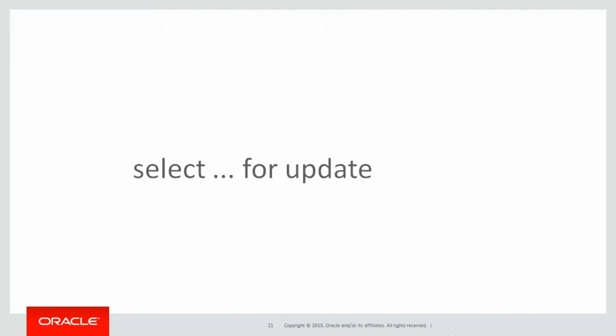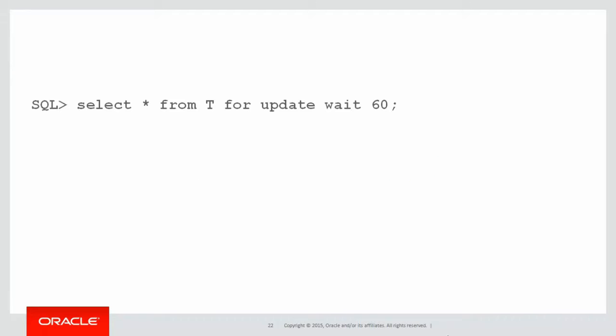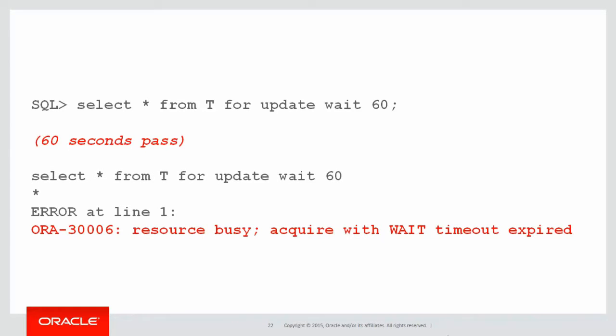Now, most developers are aware of select for update, this being the thing that causes the locks, but not many people are aware of an enhancement that came into SQL way back in version 9. It was the ability to set a timeout on the select for update. In this case, I could wait for up to 60 seconds before giving up. So what happens if I try to get a lock? I'll wait for up to 60 seconds, and if I don't succeed, I'll get ORA-30006 resource busy.